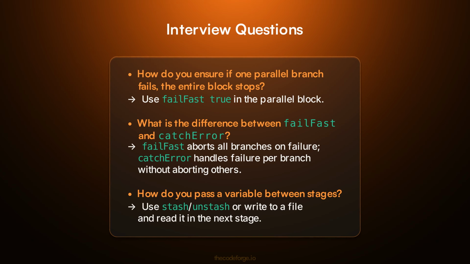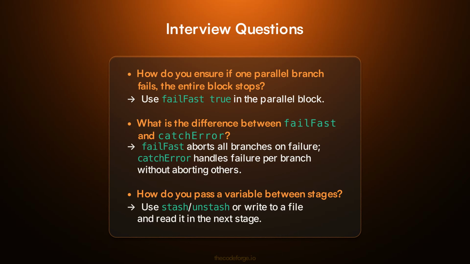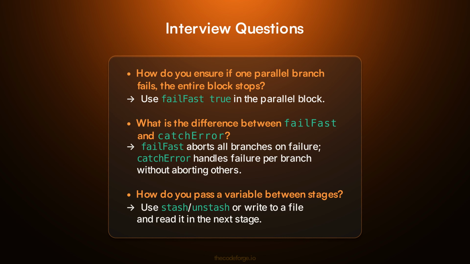Let's run through some common interview questions. How do you ensure if one parallel branch fails, the entire block stops? Use failFast true in the parallel block. What is the difference between failFast and catchError? failFast aborts all branches on failure. catchError handles failure per branch without aborting others. How do you pass a variable between stages? Use stash/unstash or write to a file and read it in the next stage.